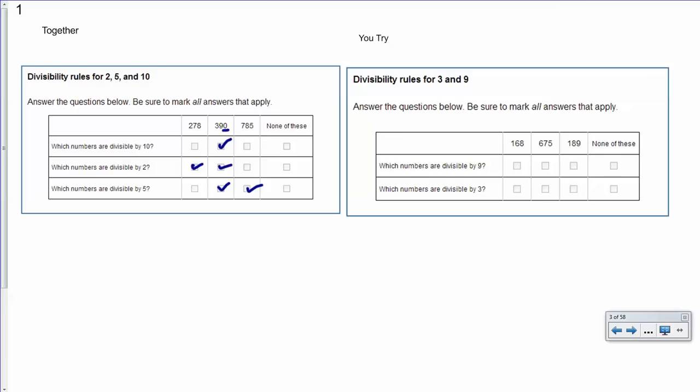You go ahead and try the one for 3 and 9. I'll be back with the answers in just a second. Here's our answers. The sum of 168 is 15. The sum of 675 is 18. And the sum of the digits of 189 is 18. So these are the numbers that I need to be paying attention to right here. 15, 18, and 18. So is 15 divisible by 9? No. Is 18 divisible by 9? Yes. 18 divisible by 9? Yes. Is 15 divisible by 3? Yes. 18 is divisible by 3, and 18 is divisible by 3.